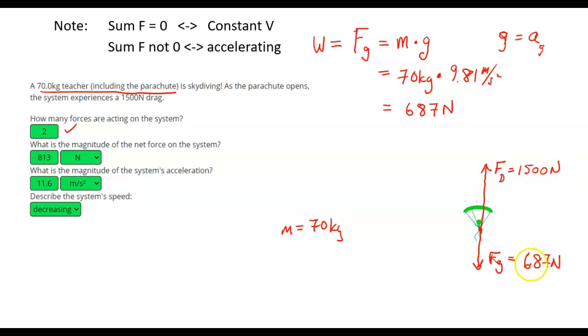So now we can figure out the net force pretty simply. We just take our bigger force minus our smaller force, and we get 813. Okay, so our net force is 813 newtons in the upward direction. So what is the magnitude of our net force? 813 newtons.